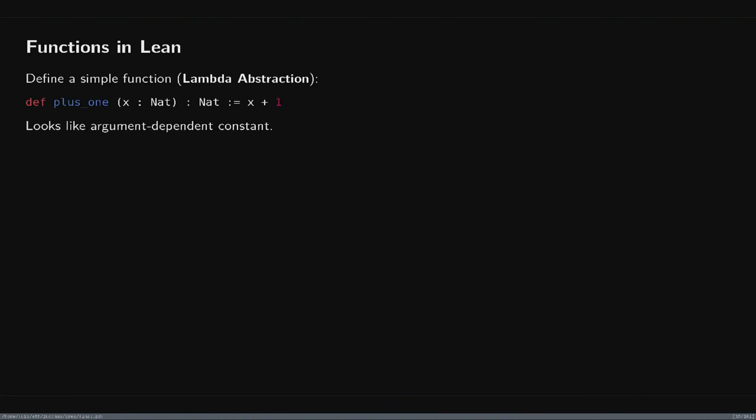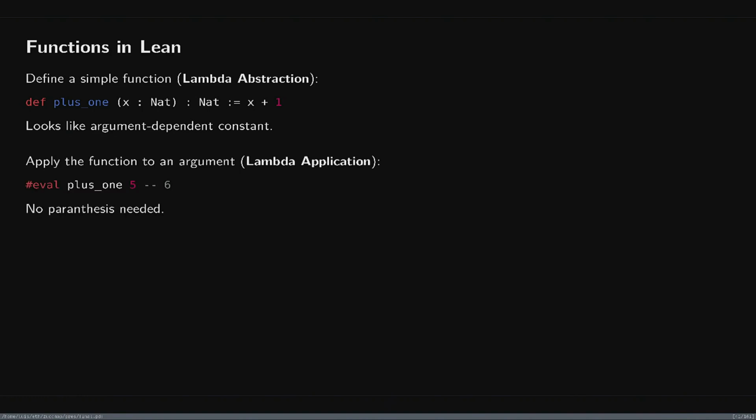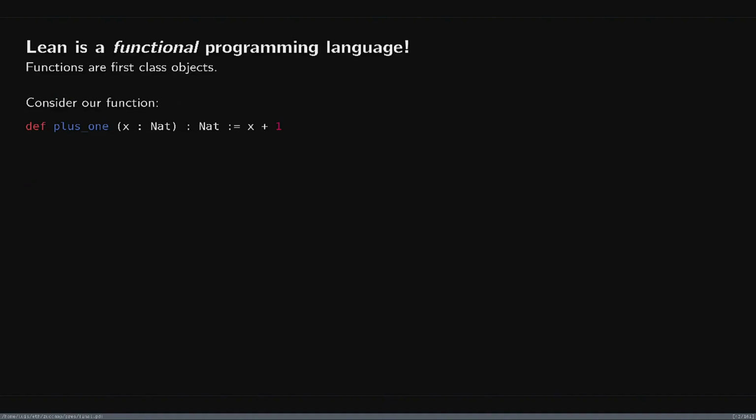And here, this is the syntax. Basically, you just provide the argument directly after the name. And you can think of this as an argument-dependent constant, where after the assignment operator, you write this constant that depends on this argument x. You can also, of course, use this function and provide an argument, called lambda application. And the syntax here is very simple, as it is in most functional programming languages. You just don't use any parentheses, you just write the term directly after the name of the function.